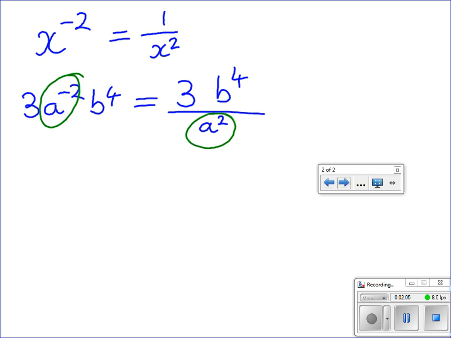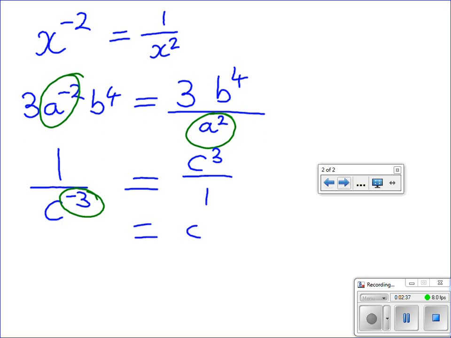Now, we can get more complicated ones, like 1 over c to the power of negative 3. In this case, we've got a negative power on the bottom of a fraction. Now, ordinarily, that looks pretty nasty. But what we've got to do is take that c and put it up the other way. So it becomes c cubed over 1, which is the same as c cubed. I'll leave that up there for you for a little bit.